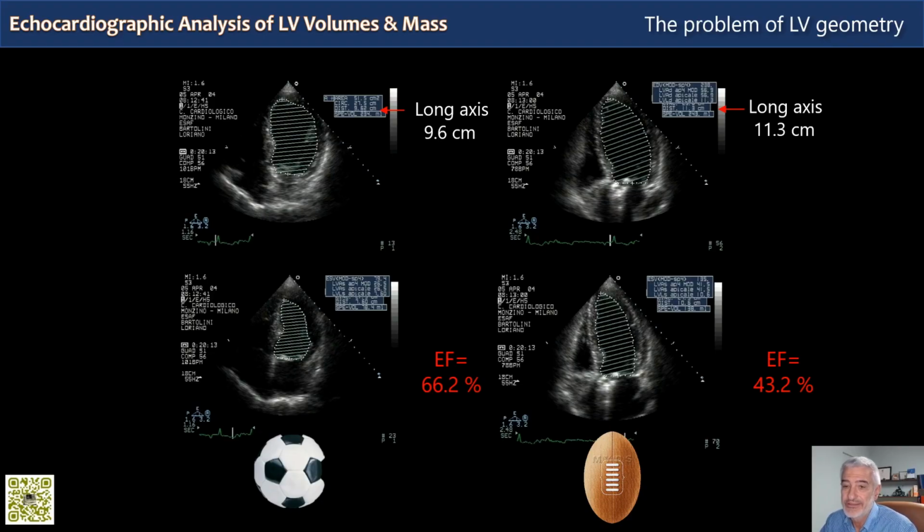In my opinion, this is the main problem with routine echocardiography today, both in community hospitals and tertiary care centers. This error is quite common, and as you can see here, it may have a significant impact on patients. It may even modify outcomes.